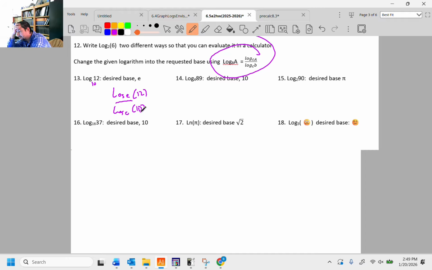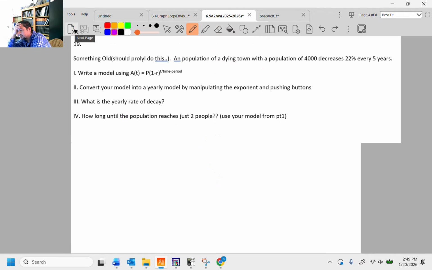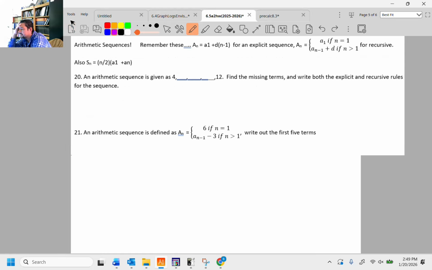17, natural log of pi, the desired base is root 2. So now your logarithms are going to have bases of root 2. Now, ln has an understood base of e. So the top one is going to have an argument of pi because it's the big guy. And then the bottom one has the argument of the base, e. Easy peasy lemon squeezy. All right, let's save that one for class. I'm sure it'll go to ask.